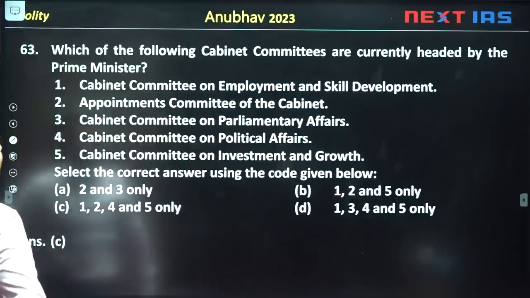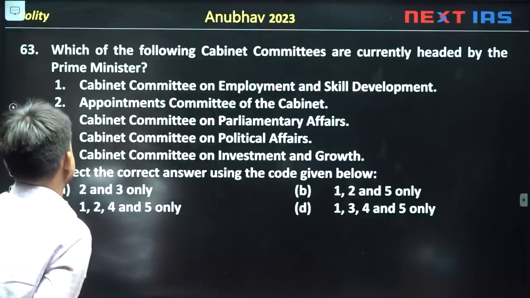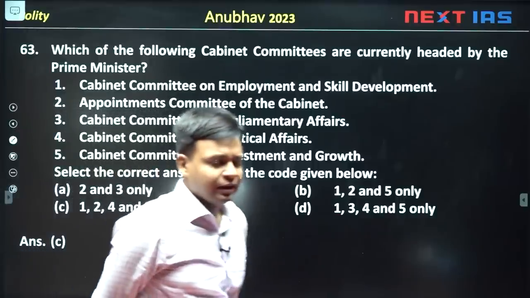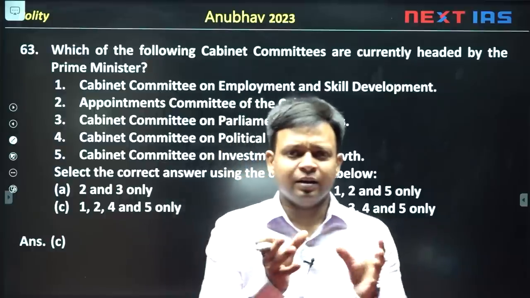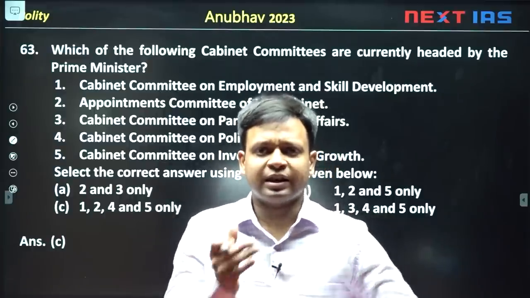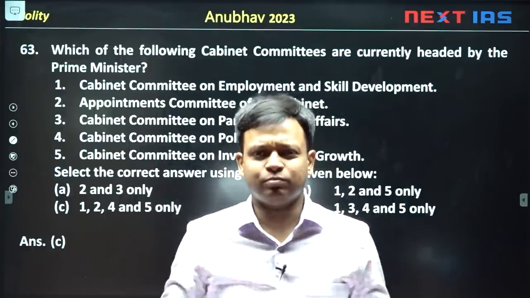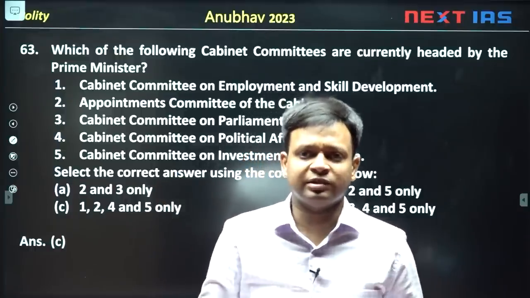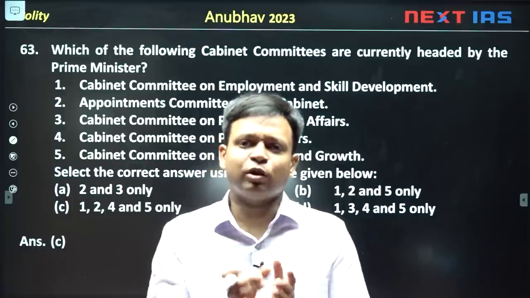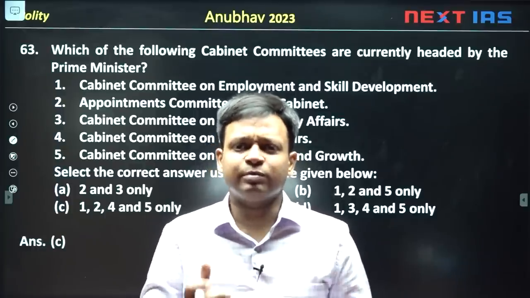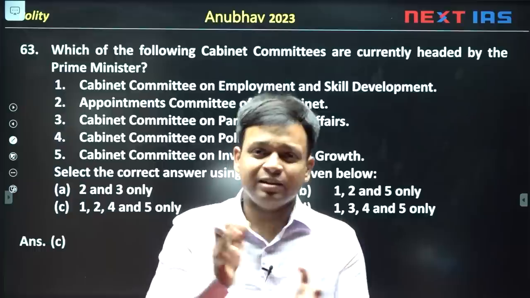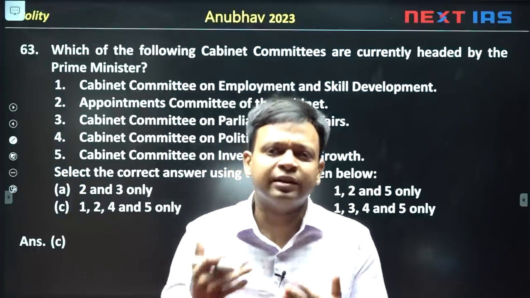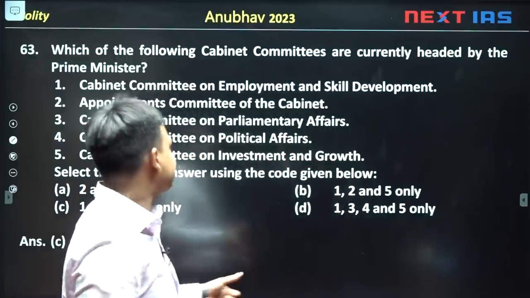Which of the following cabinet committees are currently headed by the Prime Minister? When we look at the cabinet committees, remember cabinet committees are a smaller body out of the cabinet. We know we have some 15, 20, 25 senior ministers of the council of ministers who comprise the cabinet. A smaller body within it is the cabinet committee, to ensure quick decision making of the government. Generally, most of the cabinet committees are headed by the PM, but some committees are exceptions where the PM is not the head. This question is based on that.